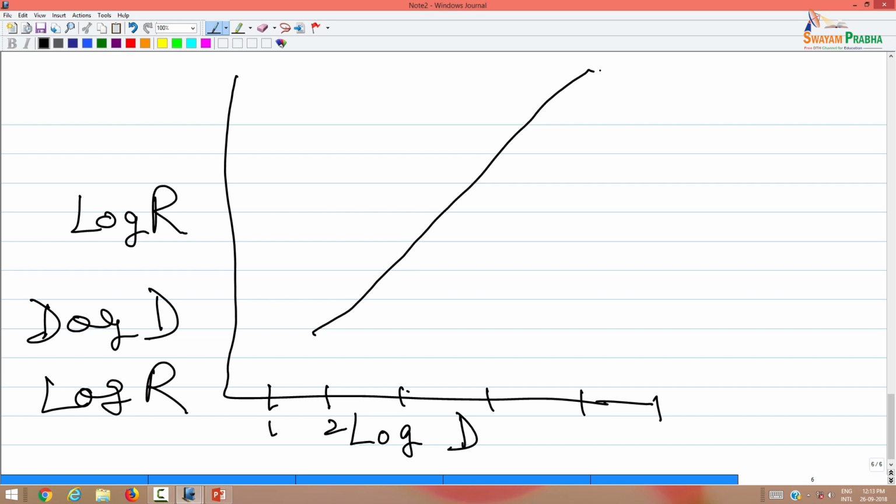Advantage of the log dose and log response graph is that you can shrink the huge variation in the dose, and you can also shrink huge variation in the response, and you get a straight line. The disadvantage here, it does not give the linearity part, or it does not indicate where the sensitivity is beginning and when the desensitization takes place.